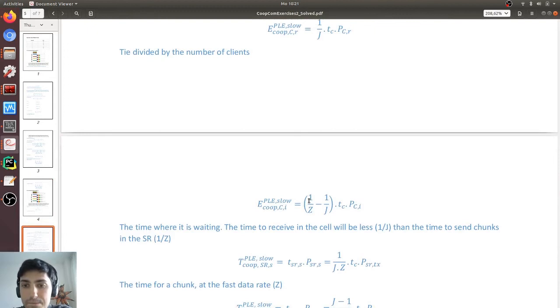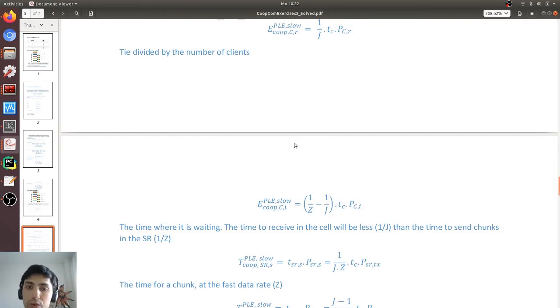So, 1 divided by Z multiplied by T sub C is the amount of time it takes for one chunk to be sent and received in the short range communication, and 1 divided by J multiplied by T sub C is the time of one chunk to be received in the cellular communication. If we subtract these two, we will get the time it will be in idle. And then of course if we multiply it by the power to be idle, we will get the energy.